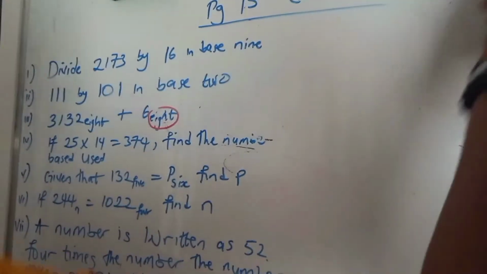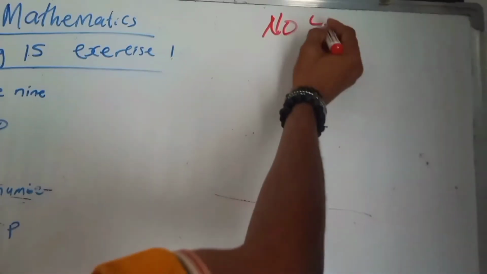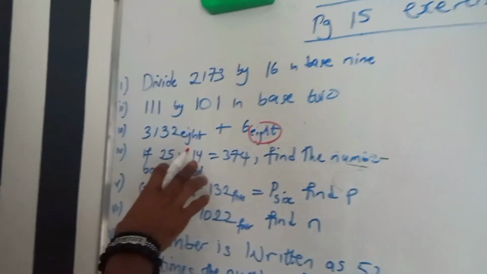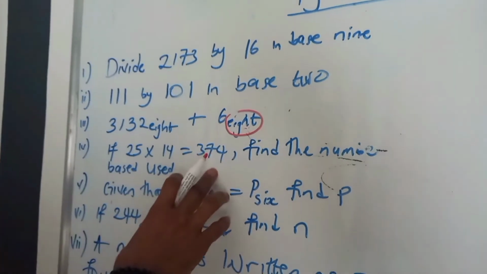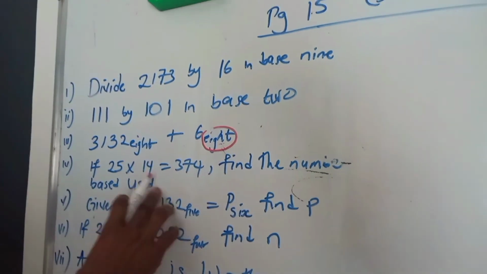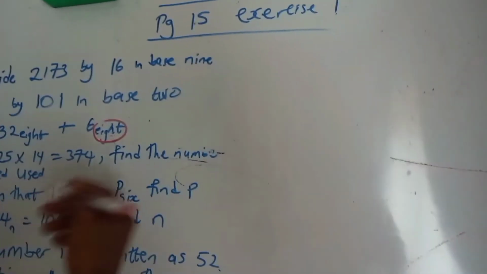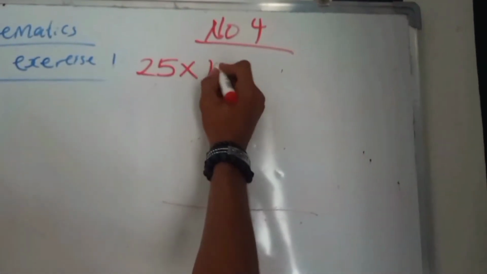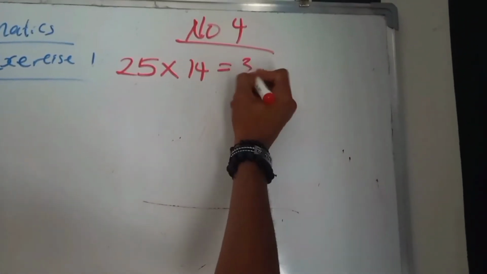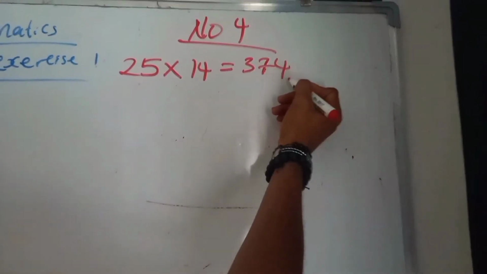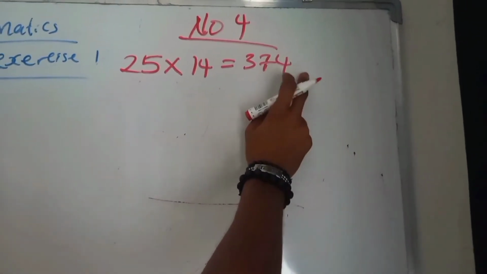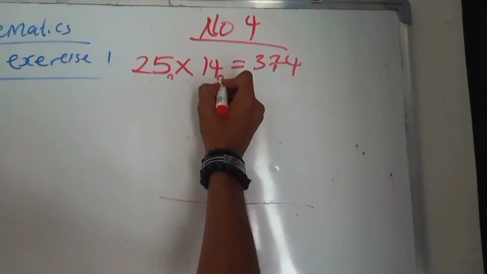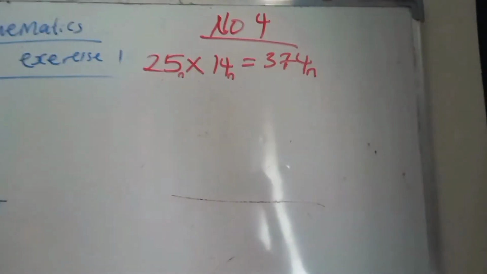So number 4 question. And this is a question here. If 25 times 14 equals 374, find the number base used. So the number base is unknown. Find the number base used. We don't know it, so we say it's unknown.